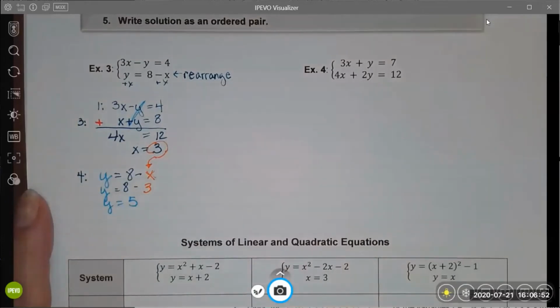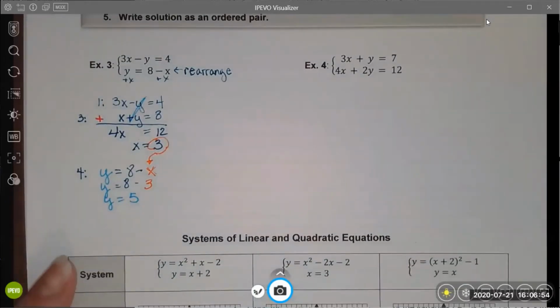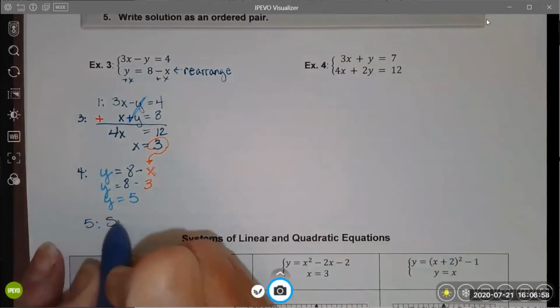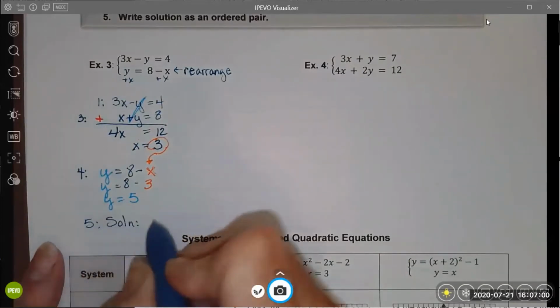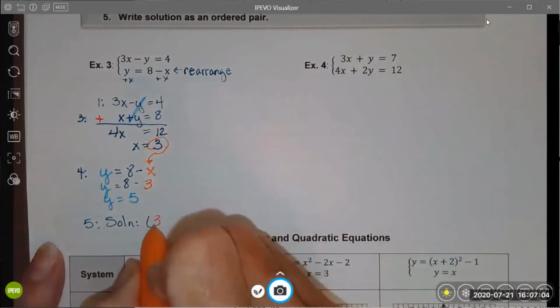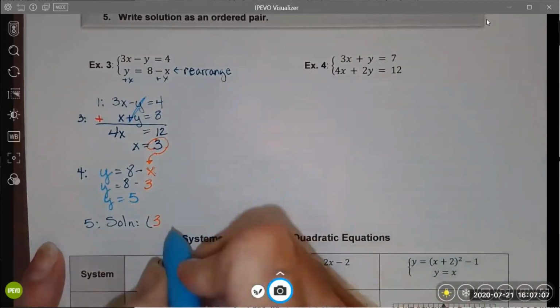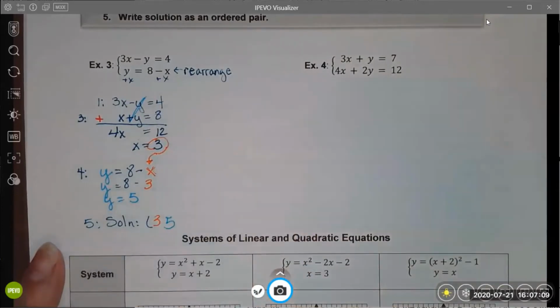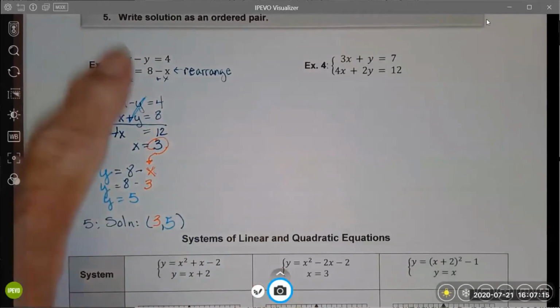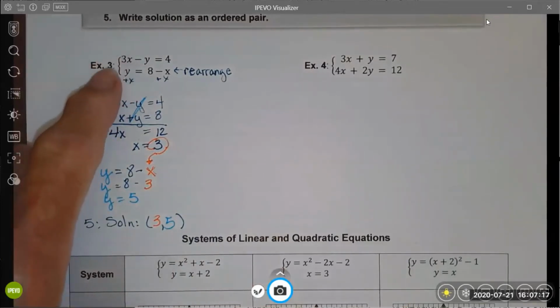And that was pretty trivial, folks. That was not a super complicated process. Number 5 is to write my solution, and I'm going to abbreviate that. My solution is that x is equal to 3, my y value is equal to 5. That represents the ordered pair where the two lines cross: the x and y values that make both of these equations true statements.